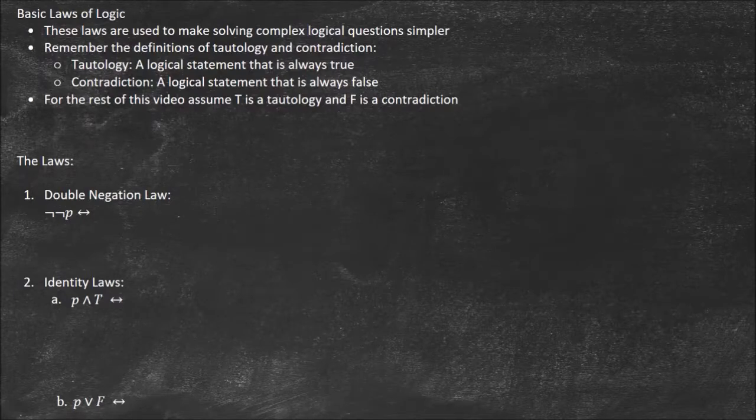Hello and welcome to today's video where we'll be talking about the basic laws of logic. So these are rules that are used to help make solving complex logical equations simpler. They're basically just definitions that turn things like double negation right here into just one letter or one connective. So it's a way to simplify connectives.